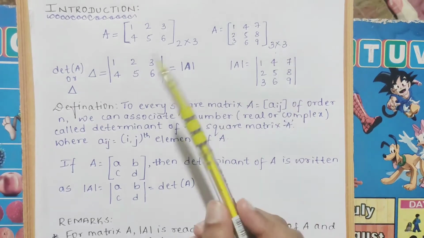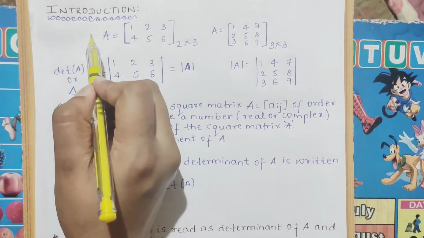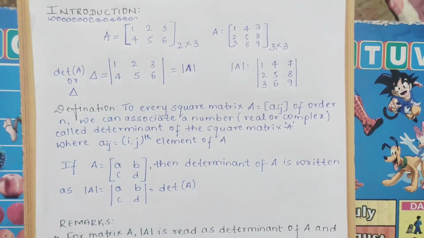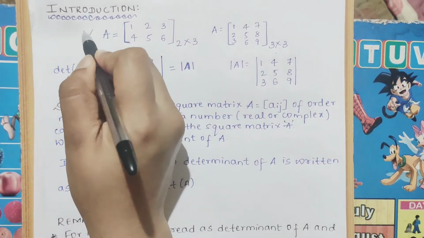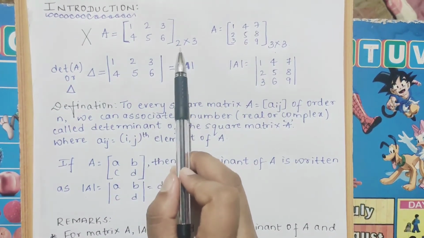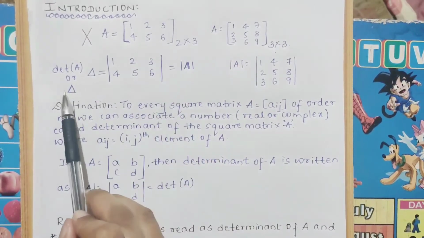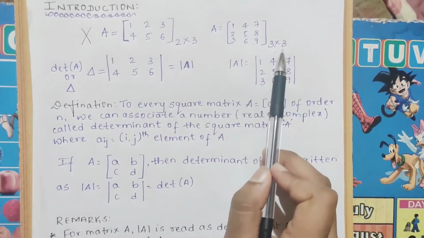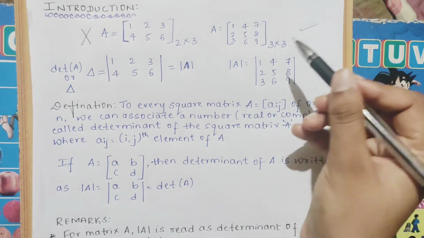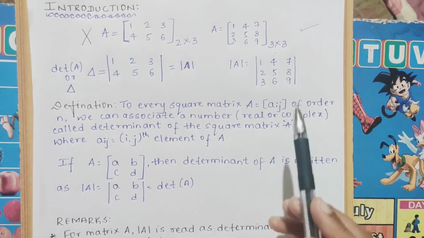Okay, this 2 cross 3 is not a square matrix, right? This is not a square matrix, so its determinant cannot be found. I showed you how to do it, but the thing is, it should be a square matrix. If a square matrix is there, then only its determinant can be found.